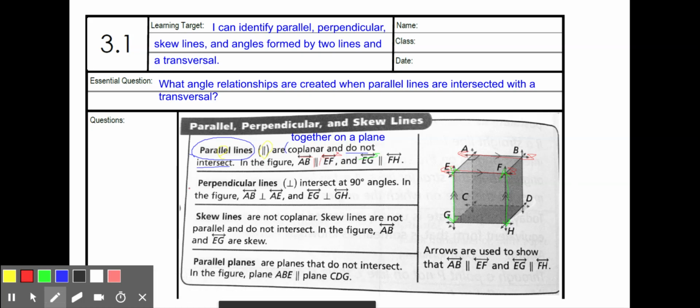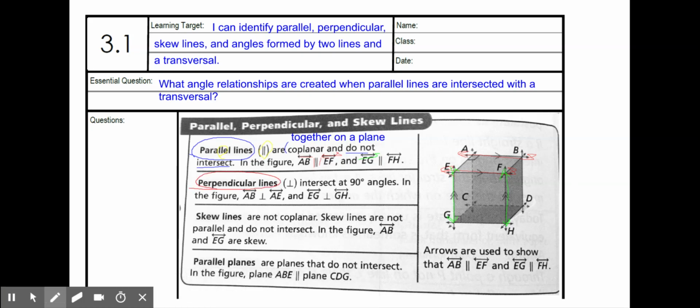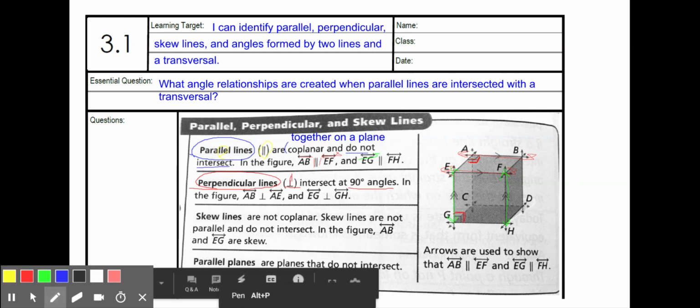Okay, perpendicular lines have the symbol of an intersection with a vertical line and a horizontal line, and they intersect at 90-degree angles. So in the figure, line AB is perpendicular to line AE, and we can put a little box to show that they're 90 degrees. Also, EG is perpendicular to GH, and we can put a box there as well. So far, this should be review.